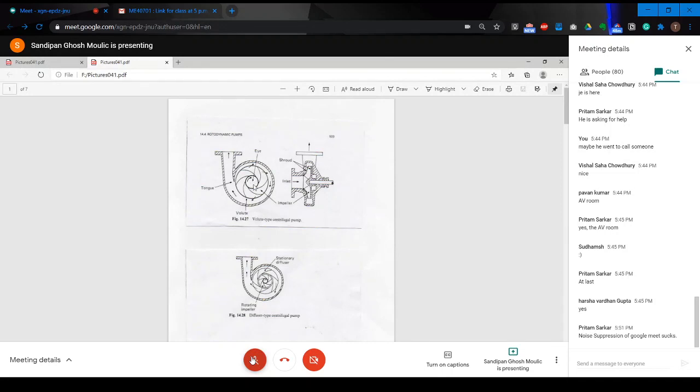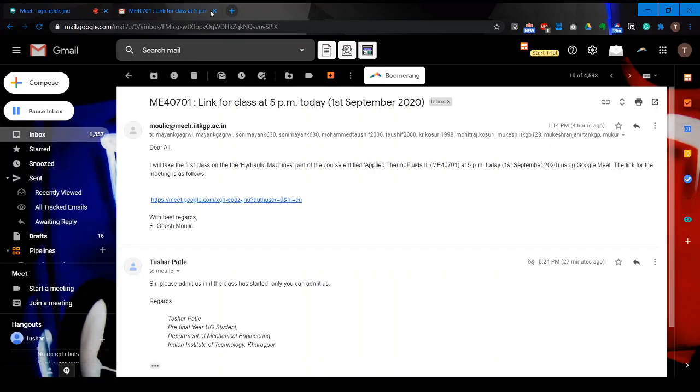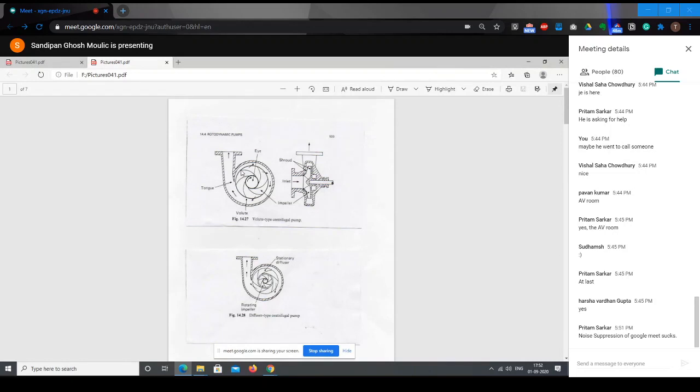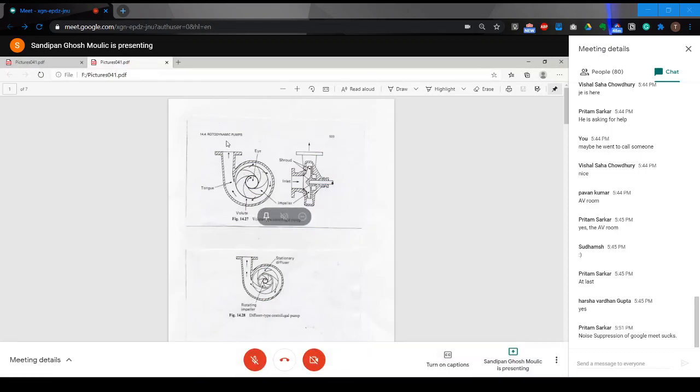So the fluid will enter in the axial direction, that is in a direction perpendicular to the plane of the screen. And relative to the rotor, it will move through this passage. It will go out, and this is a volute casing. So fluid will be collected in the casing and will go out this way.